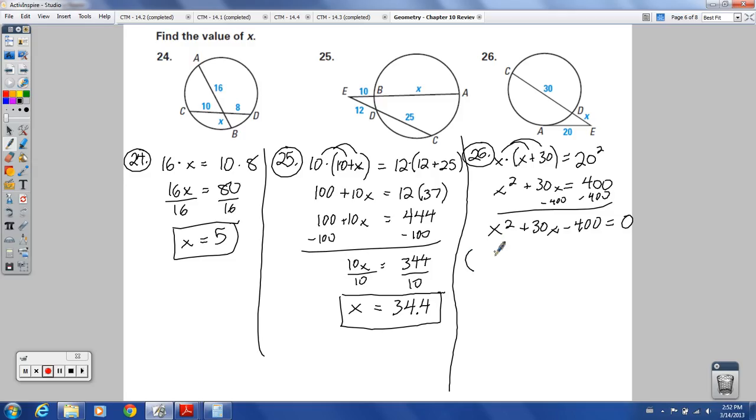And so your first plan of attack should always be to see, well, can I factor this? If you can't factor it, or if you just can't figure out how to factor it, you can always fall back on the negative b plus or minus the square root of b squared minus 4ac over 2a. The quadratic formula would also work. But I noticed on this one that I could factor it.